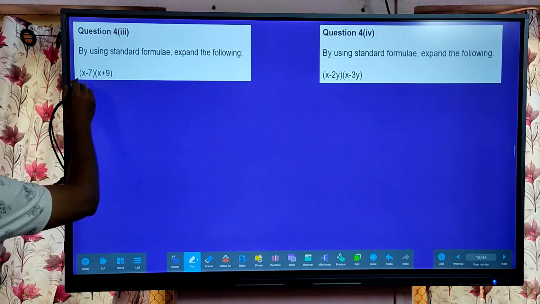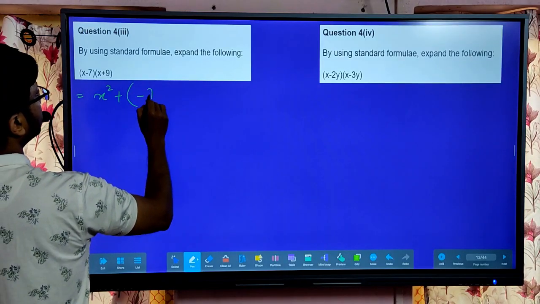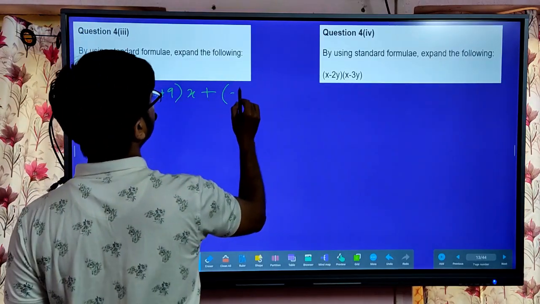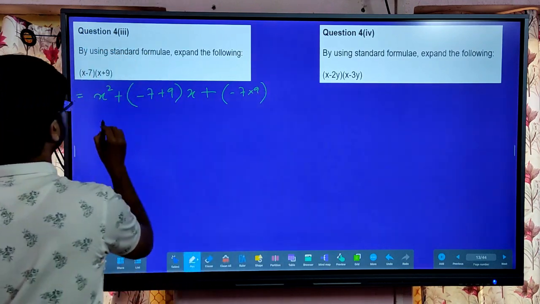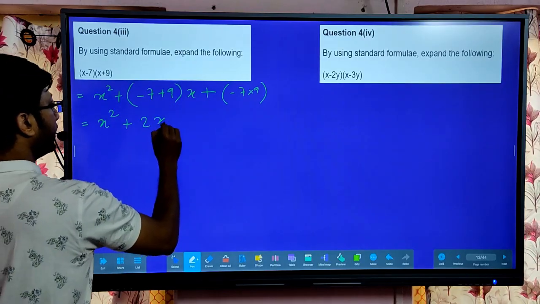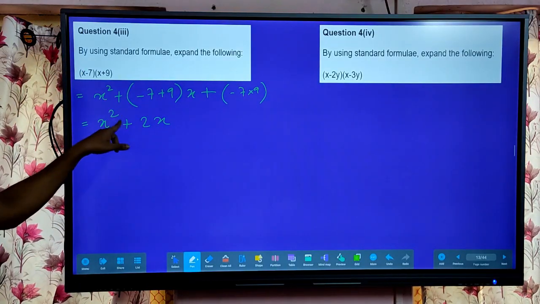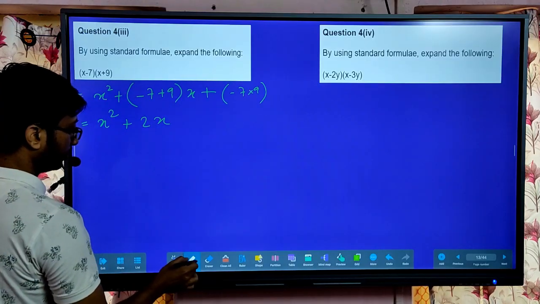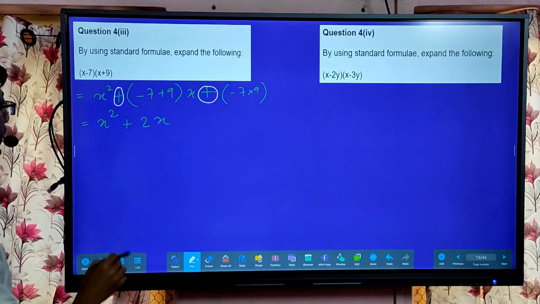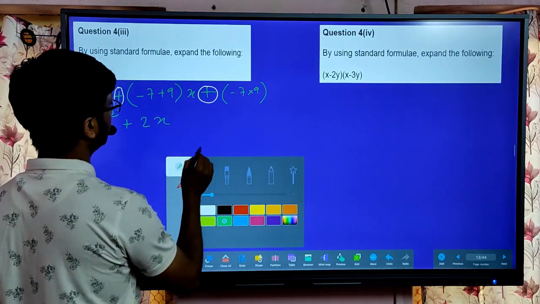Yes, so you see, it will be x square plus minus 7 plus 9x plus minus 7 into 9. So it will be x square, plus, minus 7 plus 9 is 2, so plus 2x, plus, inside this it is plus 2, so plus and plus will be plus. This plus will always remain. Always remember, this positive sign will always remain. These are the positive signs used in the formula itself, then later you adjust, but for writing for the first time you should mention that positive sign, write the positive sign.